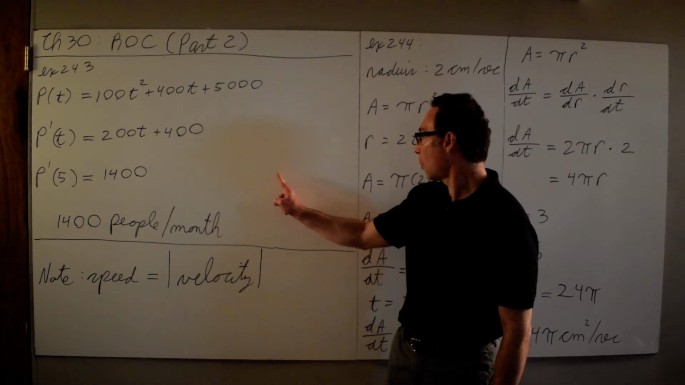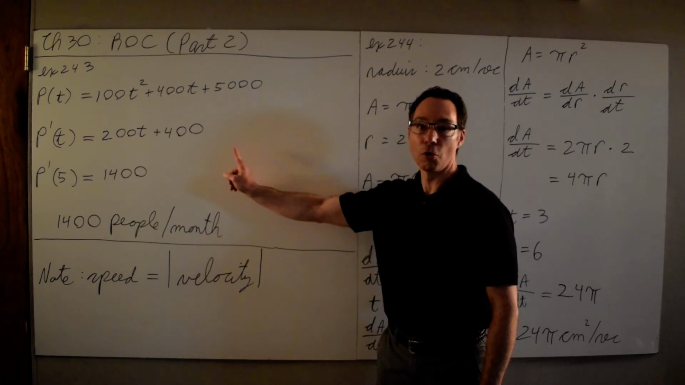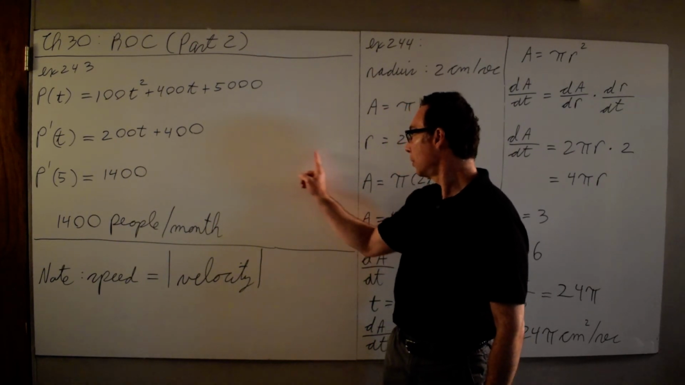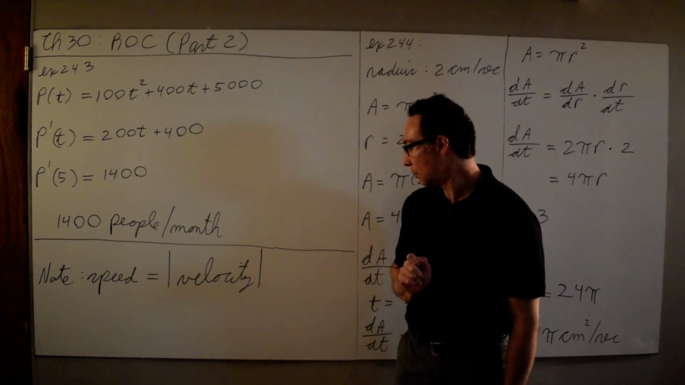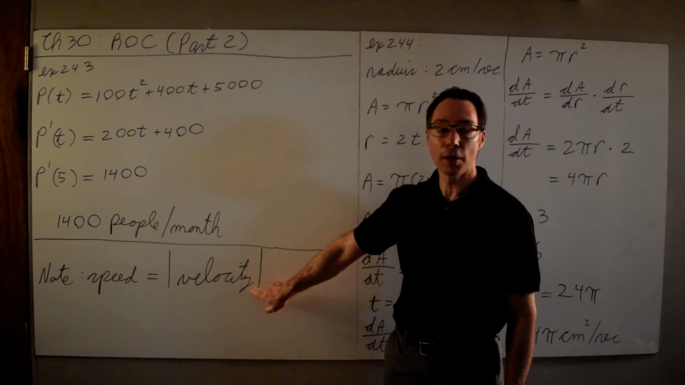So imagine you're in your car and you're just driving back and forth in your driveway. When you're going forward, your velocity is positive. When you're going backward, your velocity is negative. Your speed is always greater than or equal to zero.